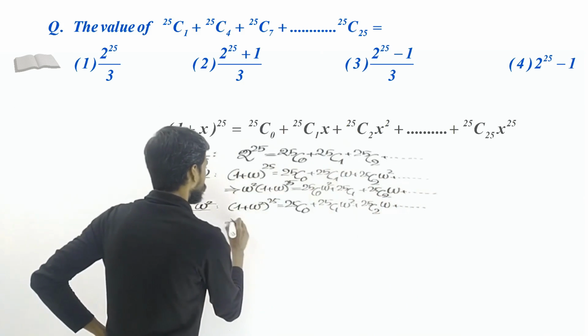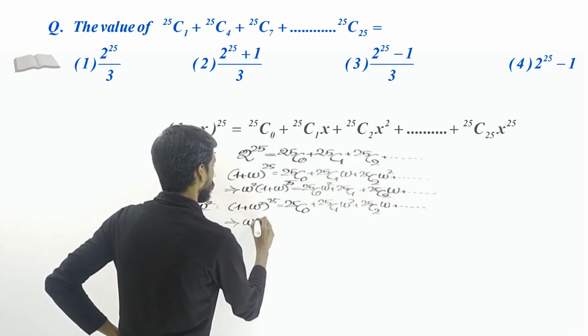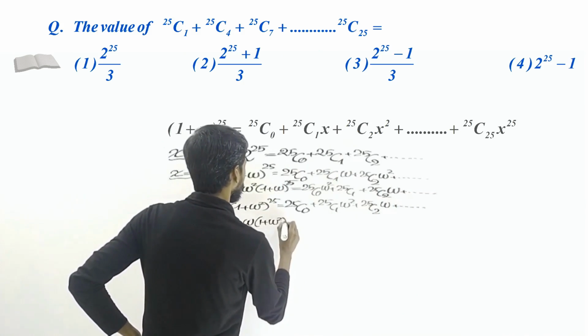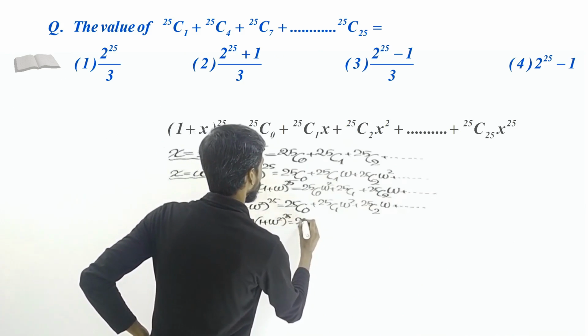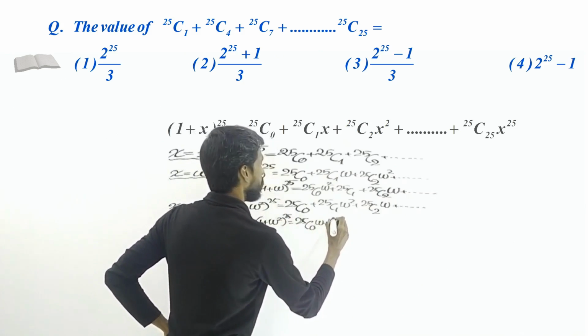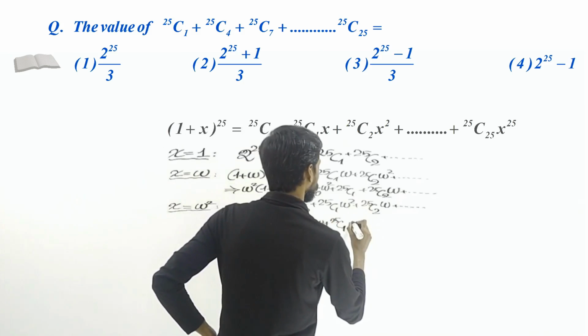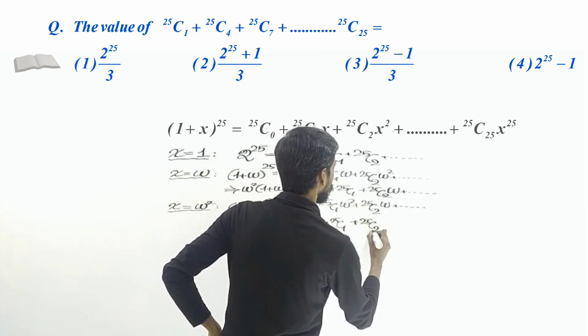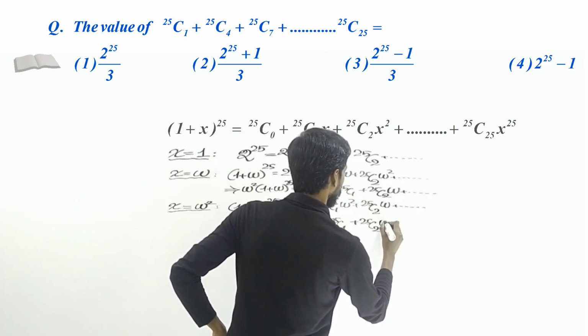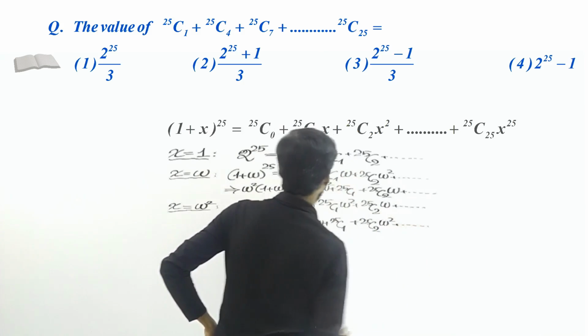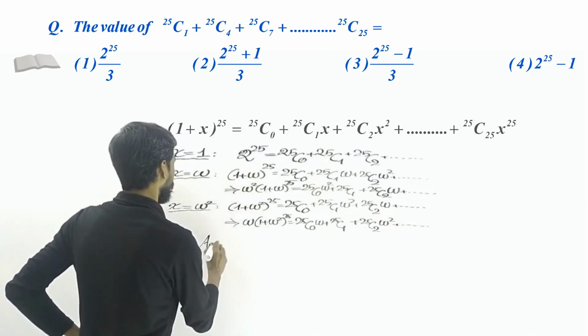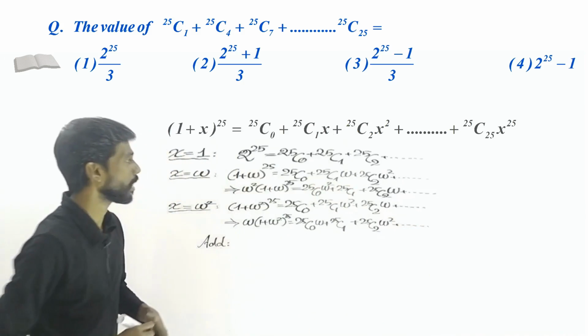Similarly, this term you multiply by omega. So omega multiplied by 1 plus omega to the power 25 equals 25c0 omega plus 25c1, this multiplied by omega will become omega cube. Okay, so 25c2, this multiplied by omega, it will become omega square, etc. Okay, now you add these terms. If you add, you will get our required answer.